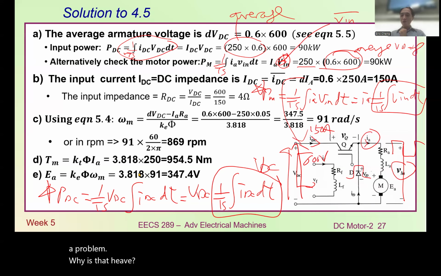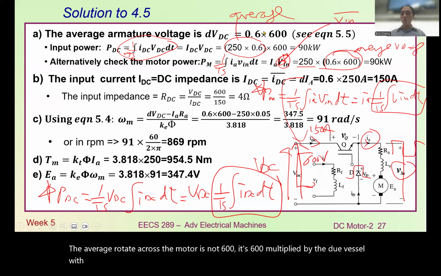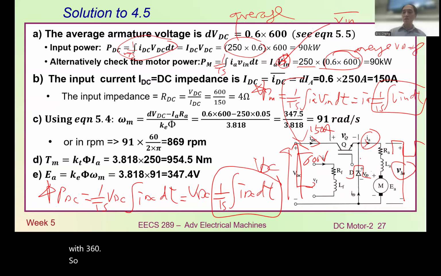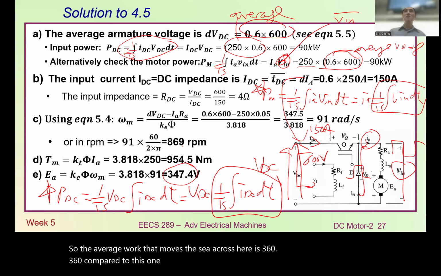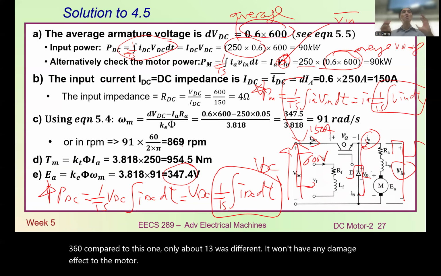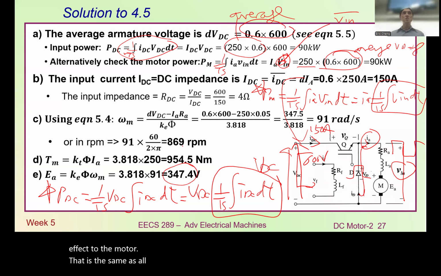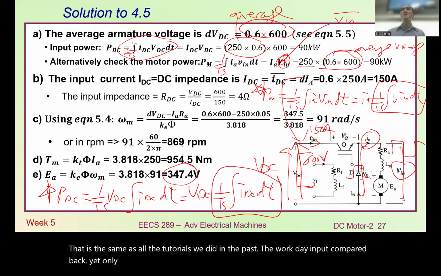The average voltage across the motor is not 600. It's 600 multiplied by the duty ratio, which is 360. So the average voltage the motor sees across here is 360. Compared to the back EMF, it is only about 13 volts different. It won't have any damaging effect on the motor. That is the same as all the tutorials we did in the past. The input voltage compared to the back EMF differs by just a few percent.